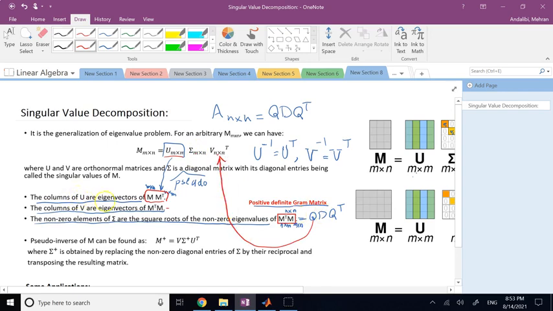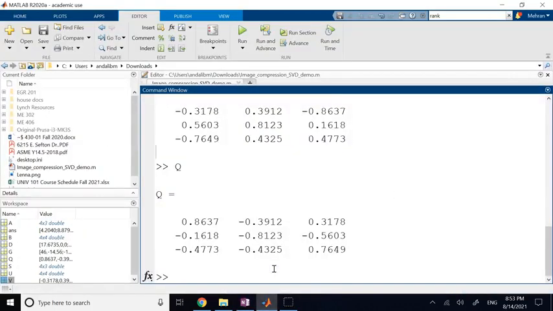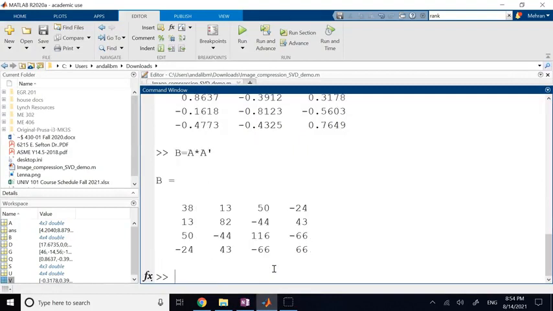Now it says the columns of U are eigenvectors of M times M transpose. Okay, so we need to form a matrix which is M times M transpose, and I can call it B, to be, in this case, A times A transpose. That is going to be a 4 by 4 matrix. And now I apply eigenvalue decomposition on this.